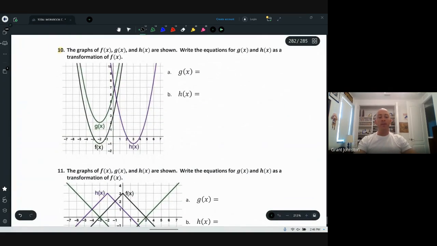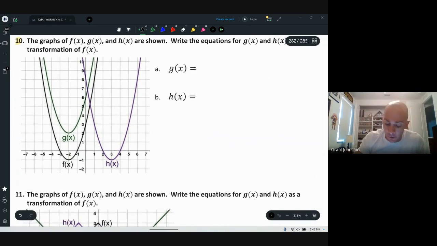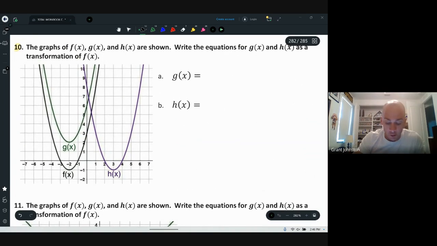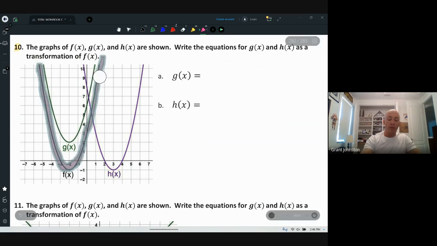Okay, number 10 says the graphs of f of x, g of x, and h of x are shown. Write the equations for g of x and h of x as a transformation of f of x. Okay, so f of x is the main function here. This is the original function. And I want to write rules for g of x and h of x based off of f of x. Maybe I'll just highlight it really quick. This is the original one, the f of x. That's my original one that I'm going to be looking at.